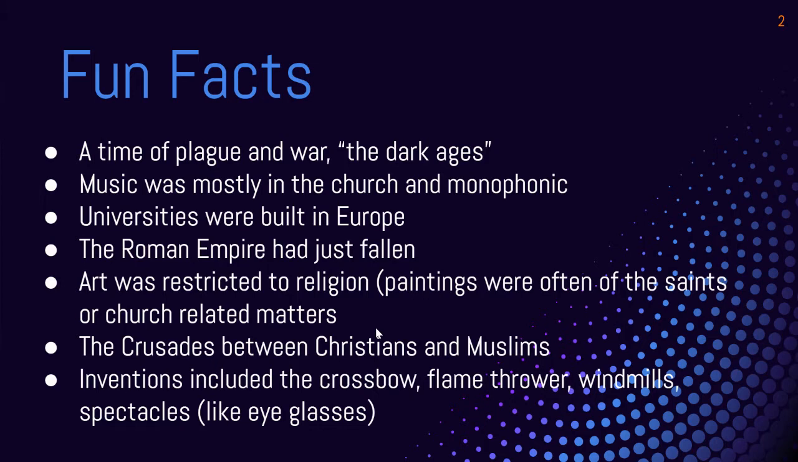Universities were being built in Europe. The Roman Empire had just fallen. Art was restricted to religion. The paintings were often of different saints or church related matters. The Crusades were happening between the Christians and the Muslims. And some of the inventions during this time included the crossbow, the flamethrower, windmills, and spectacles like eyeglasses.